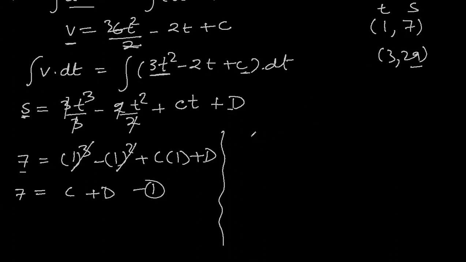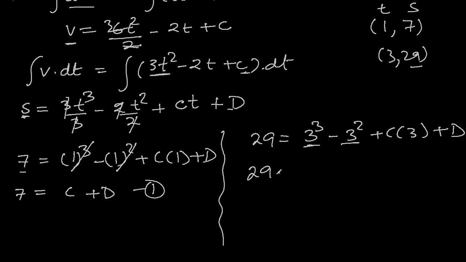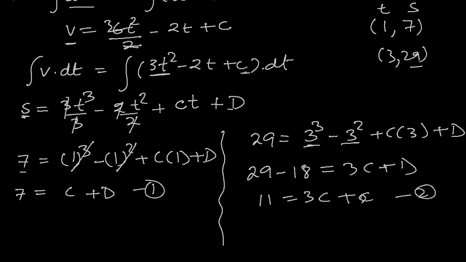Second, 29 equals 3 cube minus 3 square plus c times 3 plus d. So 27 minus 9 is 18. 29 minus 18 equals 3c plus d. So 11 equals 3c plus d. This is equation number 2.